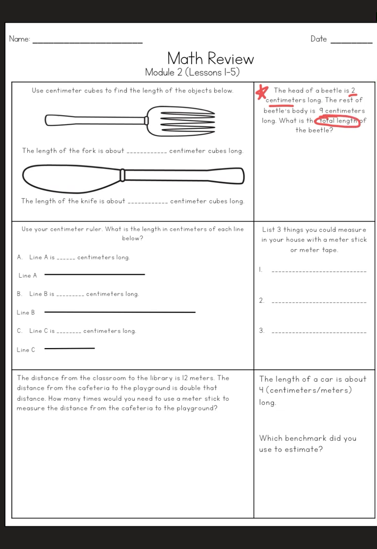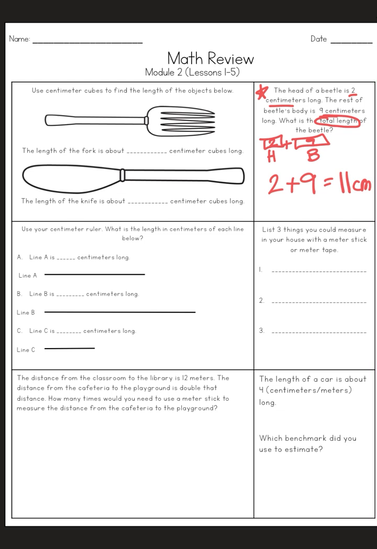If we're looking for the total length, that means we need to put the head with the body. So the head is 2, the body is 9, so we need to put those together to find the total length. So I would add 2 plus 9 and then find my answer. I can count on starting at 9 and count up 2 times. 9, 10, 11. So the answer is 11 centimeters.